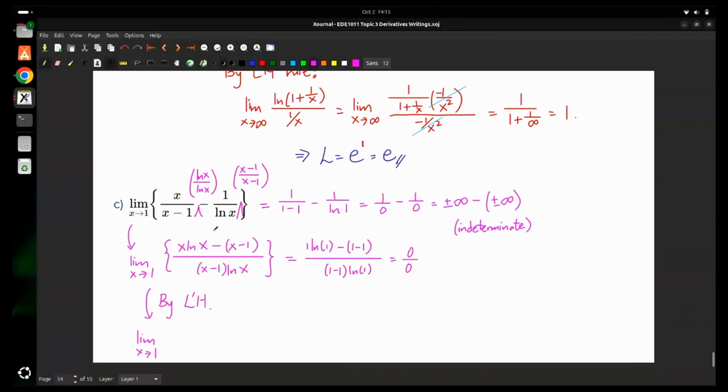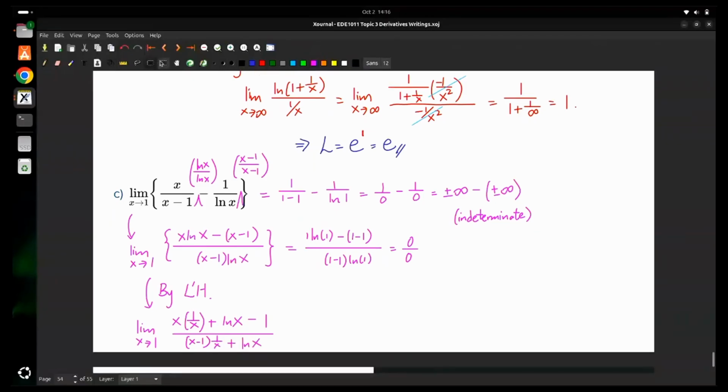So from here you differentiate, or you have to use the product rule. So you'll get x times 1 over x, because you differentiate ln x, then plus ln x. You differentiate away the x, then minus 1. Then that's divided by the denominator, which if you differentiate, you're going to get x minus 1 times 1 over x plus ln x. So effectively I just differentiated the numerator and denominator separately. Okay, so we can simplify the expression. In the end the result is just 1 minus 1, so we get ln x divided by 1 minus 1 over x plus ln x.